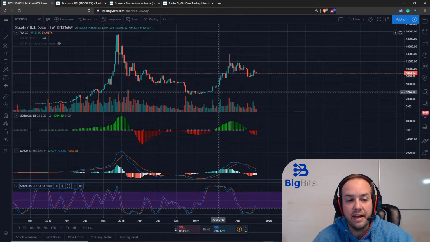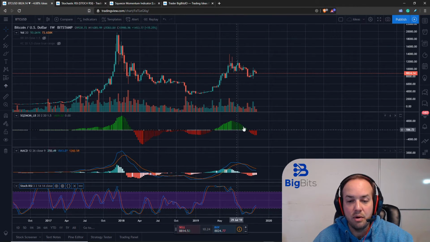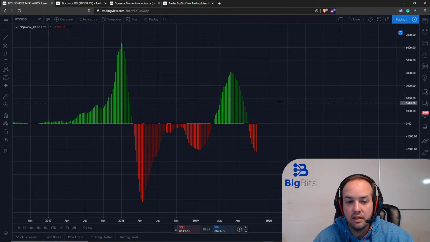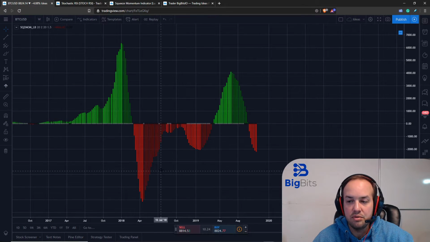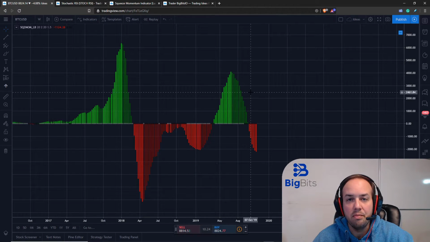Then we have one indicator left, and that is the squeeze momentum. Let's take a look at this one. As I might have discussed earlier, when the price goes up, it seems to show momentum going up on this, and then it comes down, goes below zero.